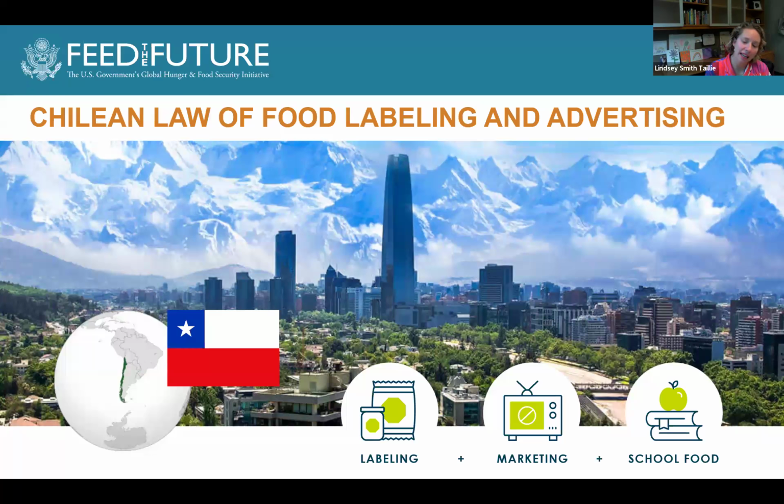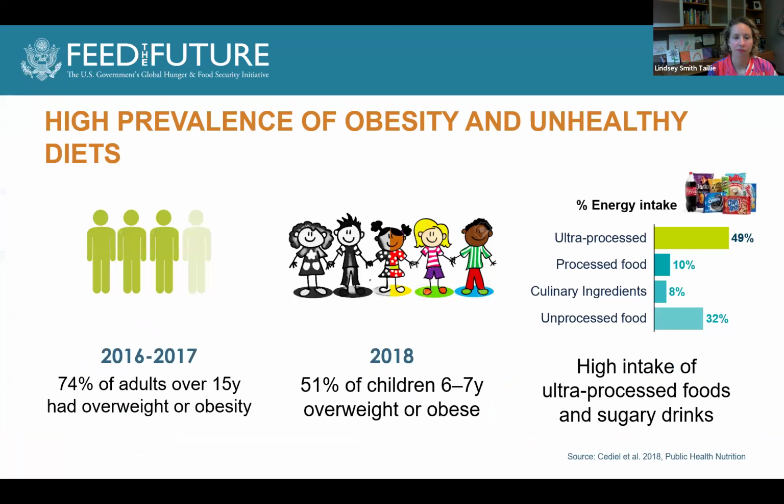And in the Chilean case, they also had a school food policy. So I'm going to use this as a bit of a case study to understand what happens when a country implements a package of policies to try to address this problem of an unhealthy food environment. So Chile is a country that has a very high prevalence of obesity, as well as a very high prevalence of unhealthy diets. Chile was one of the world's top sugary drink consumers. They also consume a lot of ultra-processed foods.